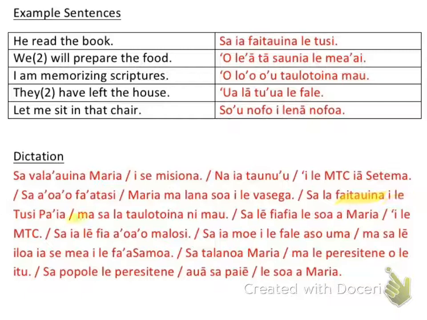And then "ma," so then we kind of start another sentence structure right here. "Sa," this is past tense. "La," those two again. "Tauloto ina." "Tauloto" means to memorize, and then the "ina" is the perfective form of that. Some scriptures. Okay? They were memorizing some scriptures.